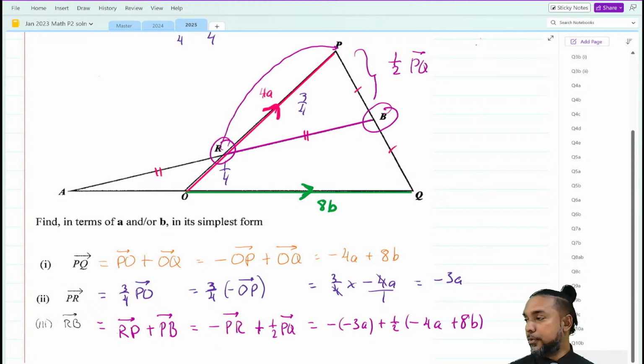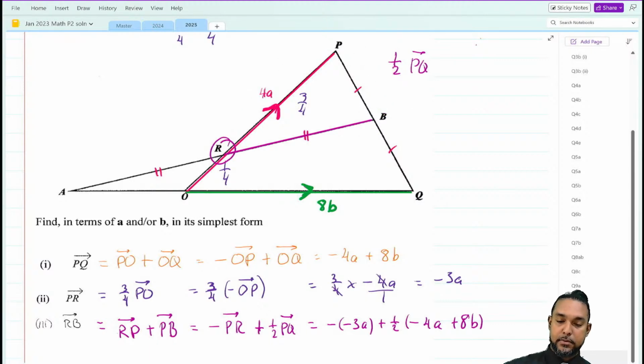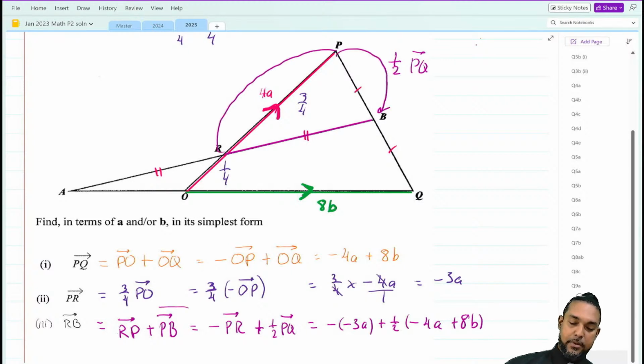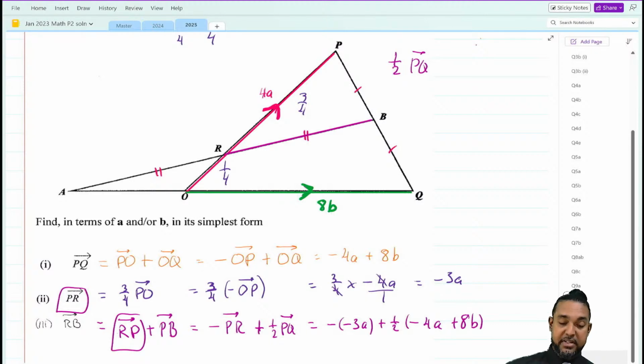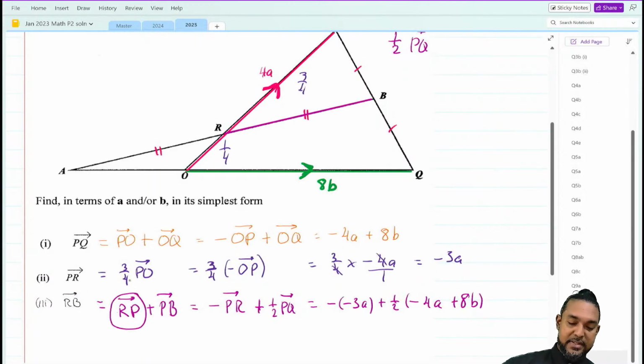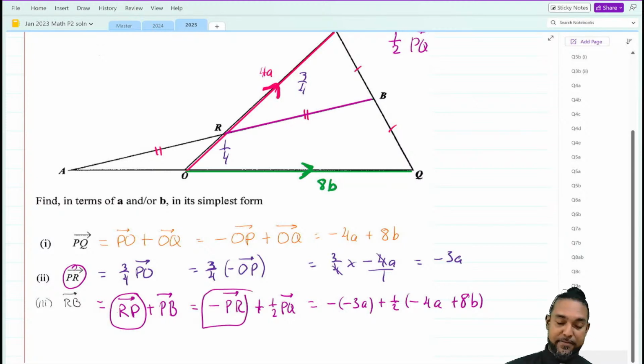We'll explain part 3 if possible. Okay, so we want to go from point R to point B. To go from R to B, we could simply go from R to P and then P to B. So that's how I got this piece here. Now, RP is the inverse of PR. If you notice, the letters are simply flipped. So RP is the inverse of PR, and how we denote the inverse of PR is by simply writing a minus sign in front of it.